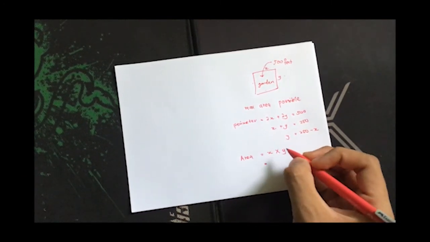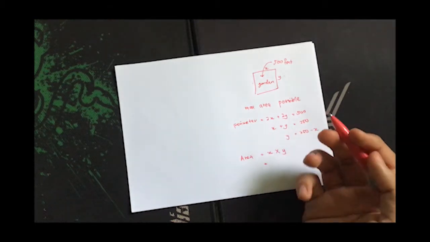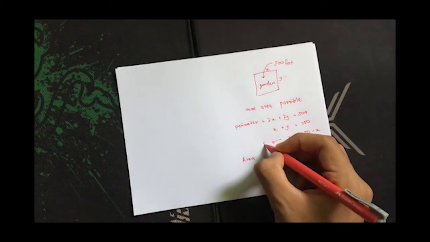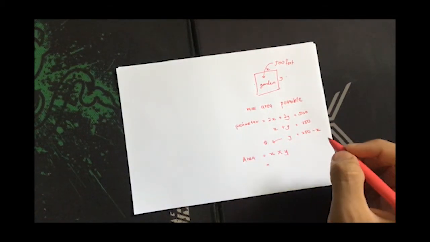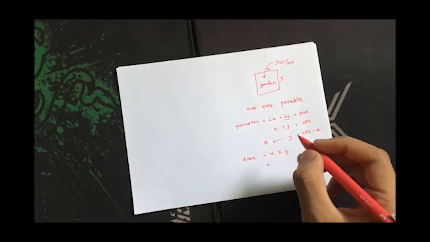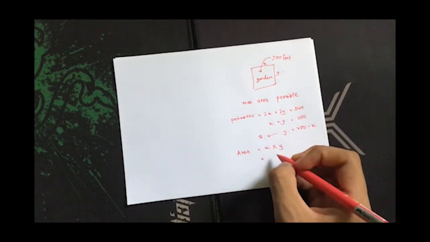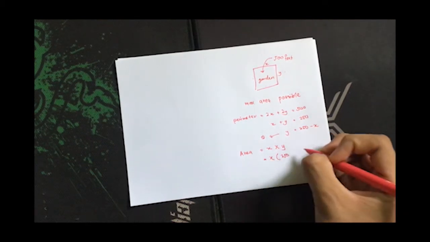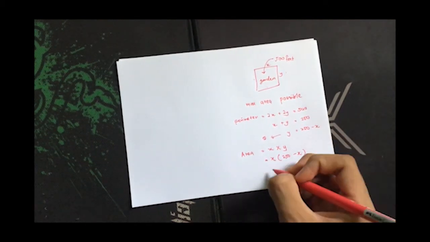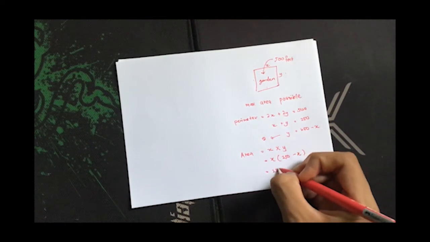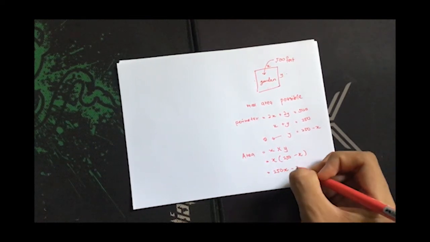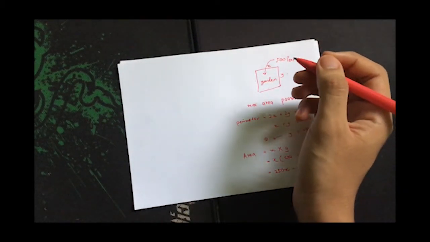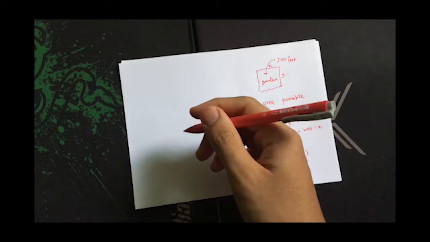We can differentiate this, but these have two variables, so we're going to need one variable. We're going to put this inside y. As you can know, this method is called substitution. So it's going to be x multiplied by 250 minus x, and it's going to be 250x minus x power of 2.